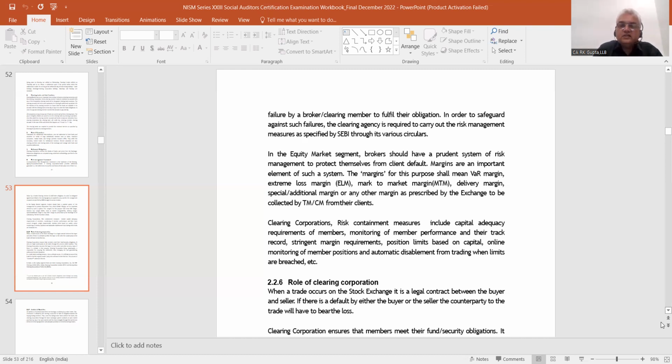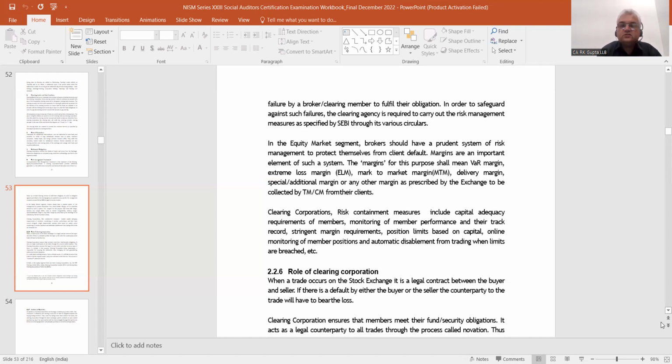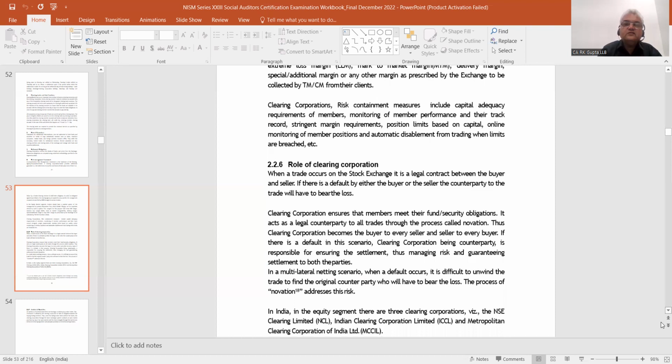Next in the line is the role of the clearing corporation. When a trade occurs on the stock exchange, it is a legal contract between the buyer and seller. So if there is a default by either the buyer or the seller, the counterparty to the trade will have to bear the loss. Clearing corporations ensure that members meet their funds or security obligations. It is the responsibility of the members, not the client, because the member knows the client, but the clearing corporation is not directly in touch with the individual who is trading.